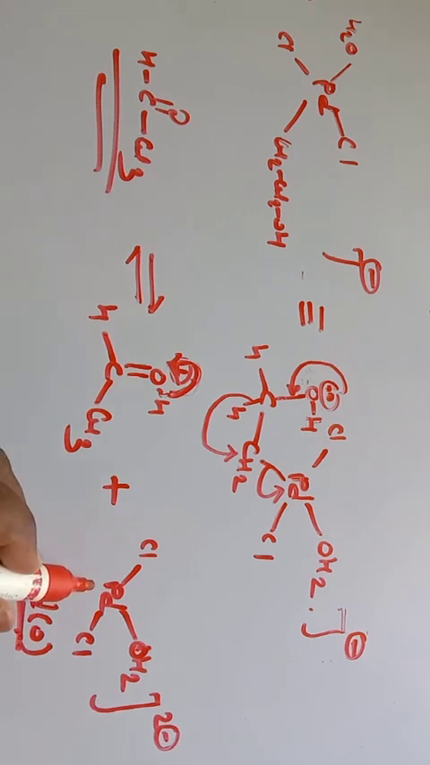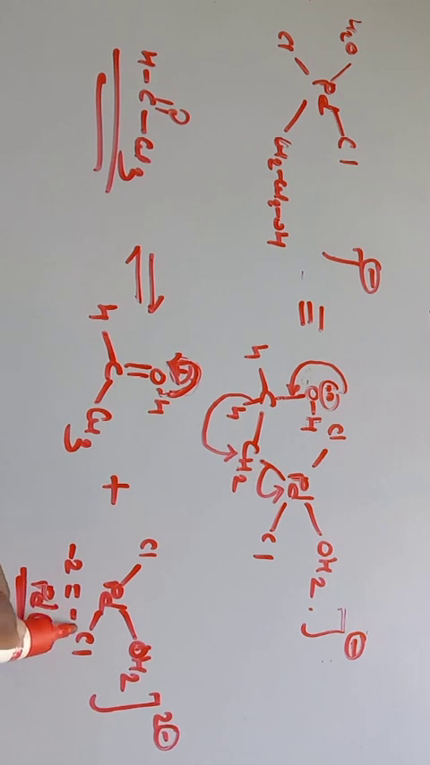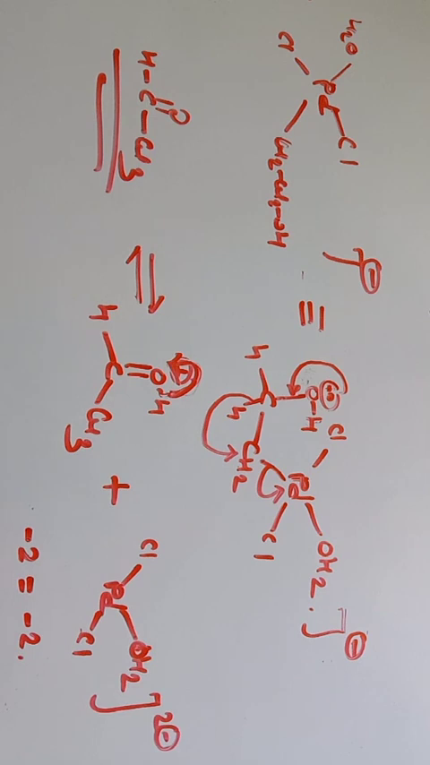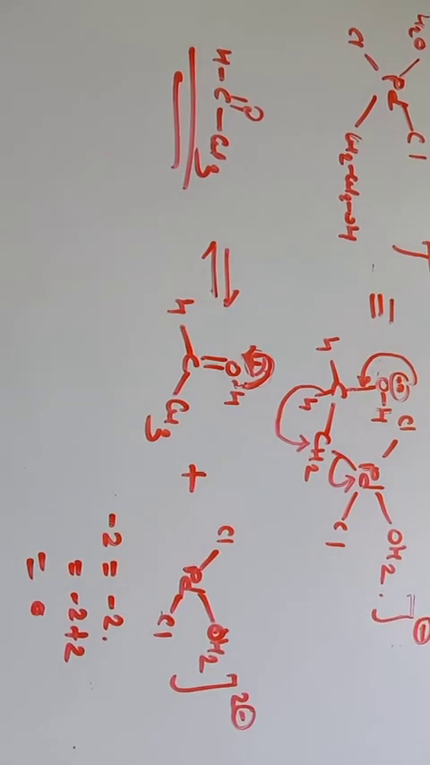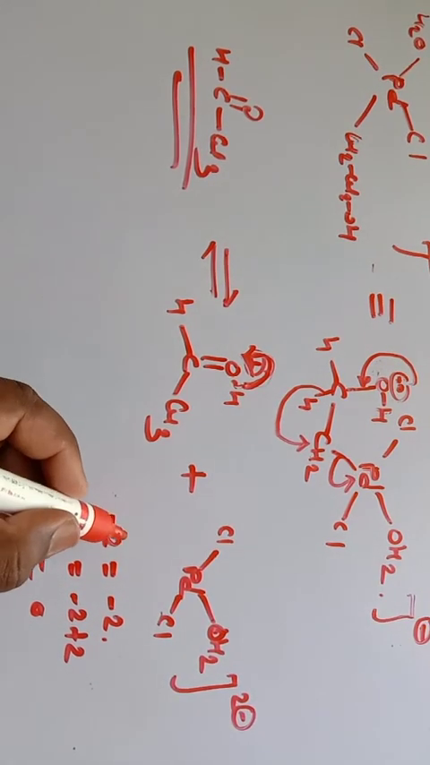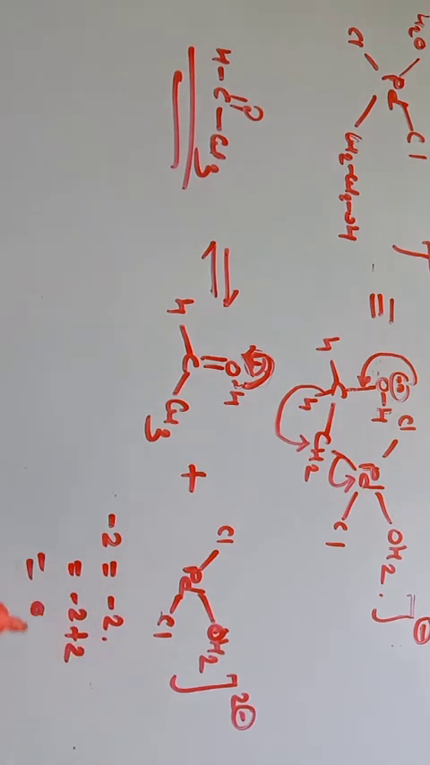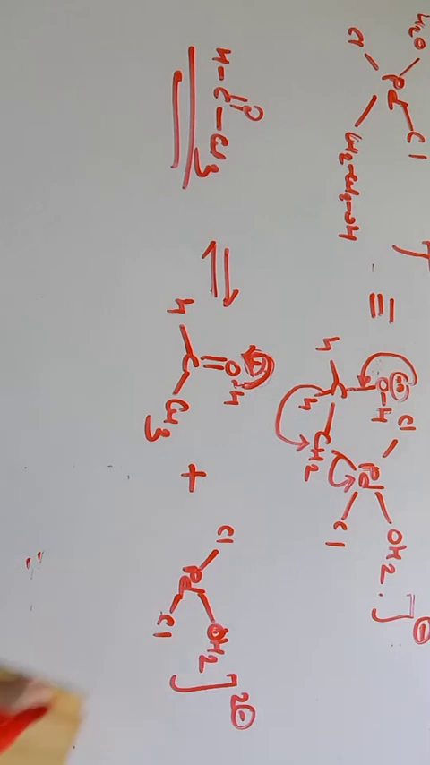So if we count this oxidation state, the chloride has -1 charge, water is a neutral ligand, so -2, which is equal to -2. So this -2 gets transferred to the right-hand side, it becomes +2, and the net charge is 0. So here, because two chloride ions are there, the net charge is -2, and therefore this Pd is in the zero oxidation state.